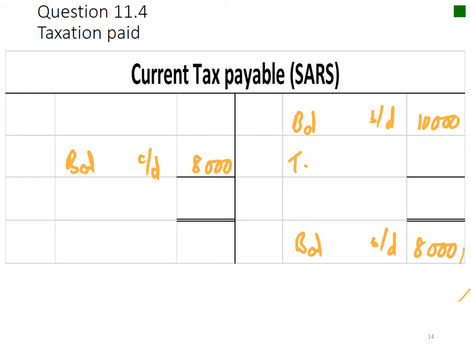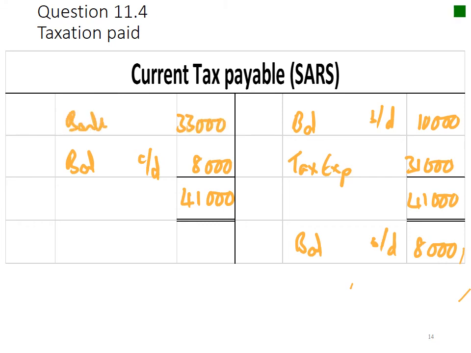The tax expense for the year, which is going to go eventually to decrease our profit for the year, was 31,000. So it means we owed SARS 10,000 plus 31,000, which is 41,000. 8,000 we haven't paid. So 33,000 must then be the amount that we actually paid to SARS for the year.